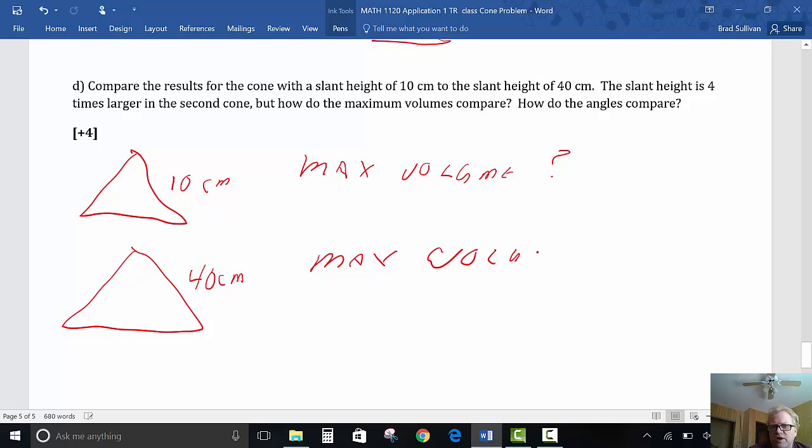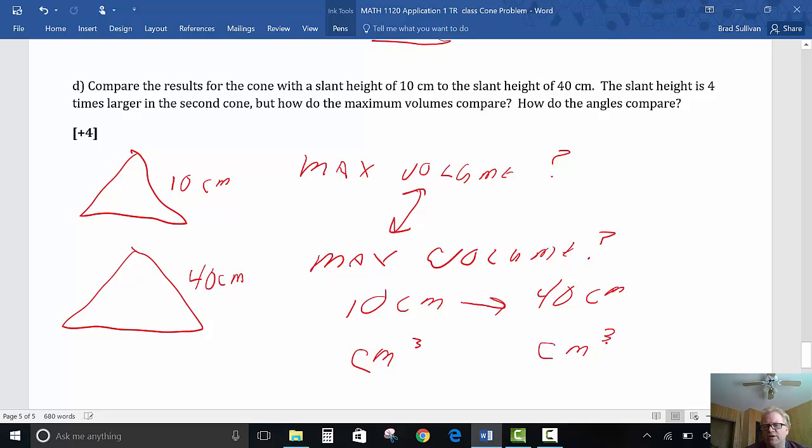You're going to find that it gets bigger, but my question is, what is the mathematical relationship between those two? There are a couple of important things here. The 10 centimeters got changed to 40 centimeters, so there's a mathematical connection between those two numbers. The other important thing is that volume is in cubic units, so think about what happened to that volume. It's going to get bigger, but your job is to figure out how it changed.